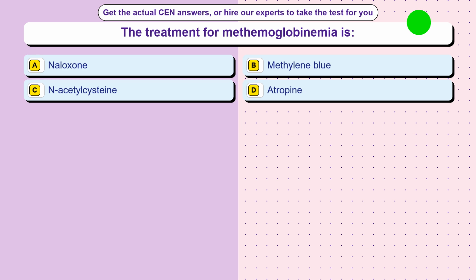Question 22. The treatment for methemoglobinemia is Option A, naloxone. Option B, methylene blue. Option C, N-acetylcysteine. Option D, atropine.